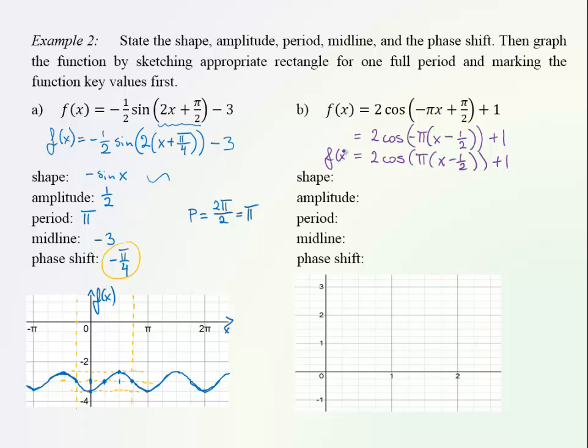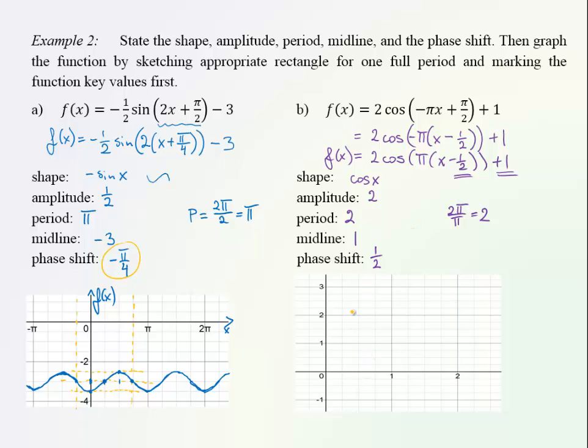Now we're ready to read the information about the function in order to graph it. So the shape is of a regular cosine. The amplitude is 2. The period is 2 pi divided by pi, so it's 2. Period is 2. Midline, well, that's 1. Phase shift, opposite to whatever we see in the bracket, so it's 1/2.